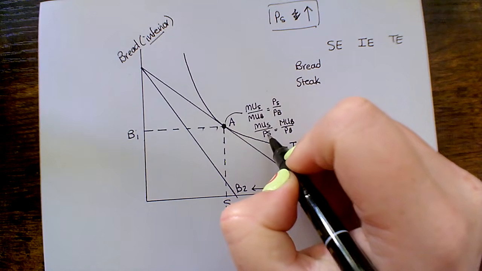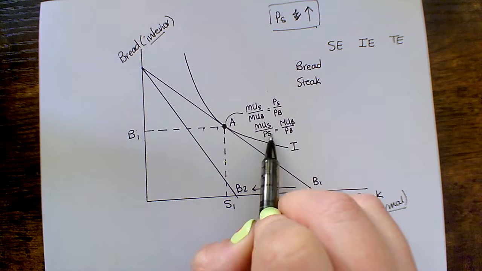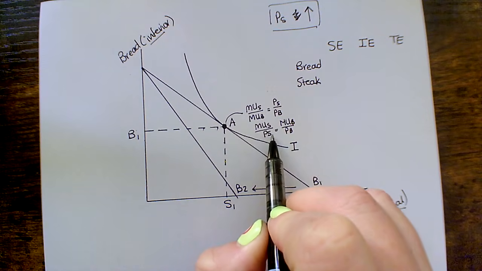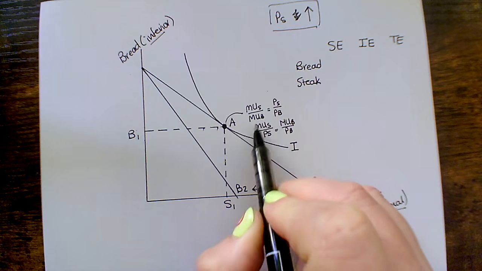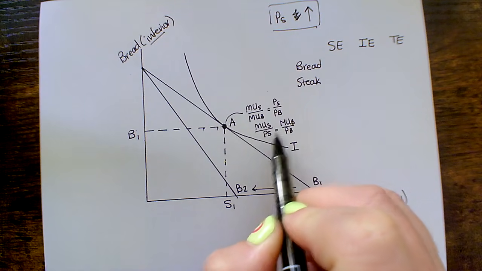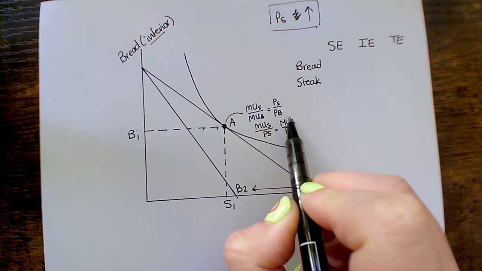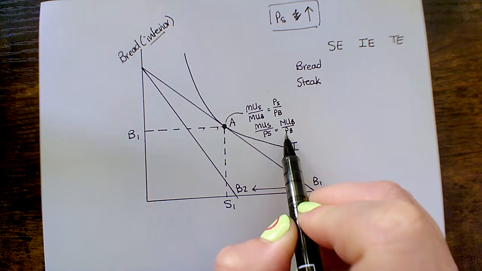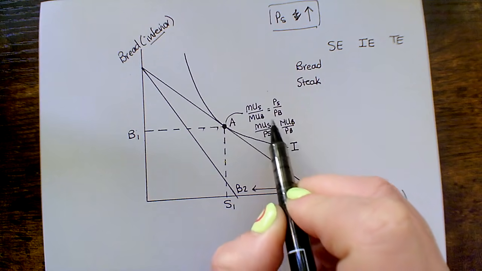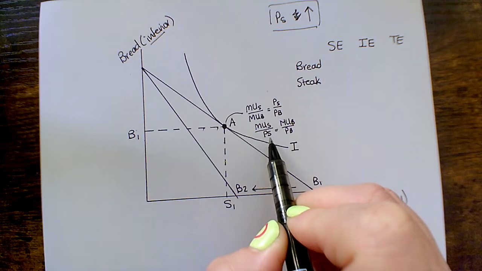But now the price of steak has gone up, so this denominator has become larger in value, which means this value here, MUS over the price of S, has gotten smaller. And so the marginal utility of bread per rand spent on bread now exceeds the marginal utility of steak per rand spent on steak.